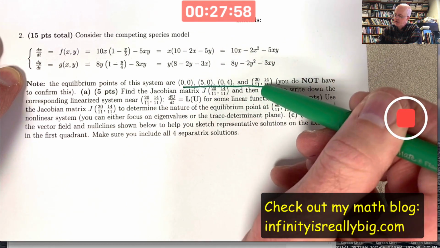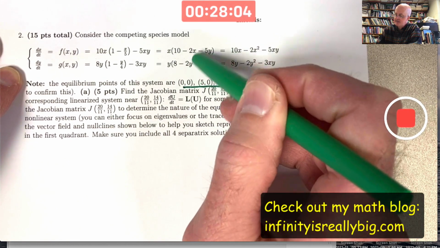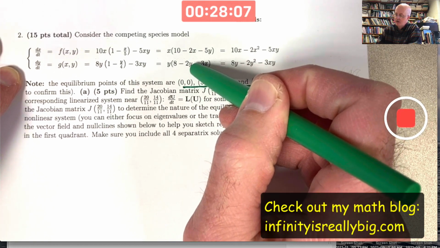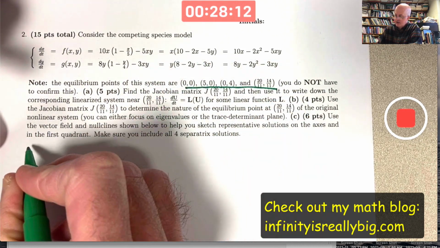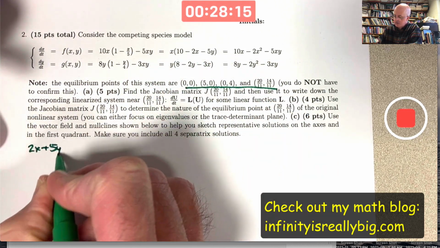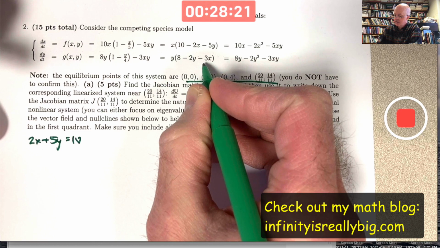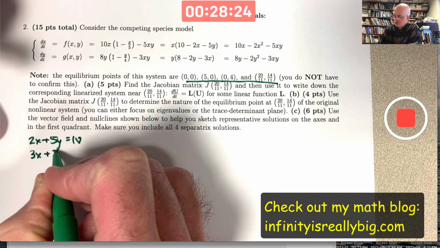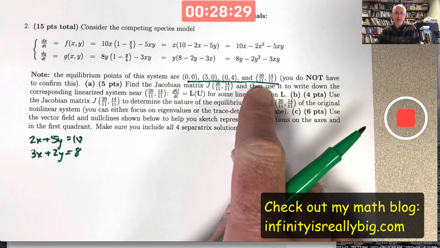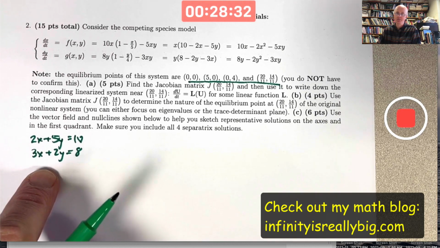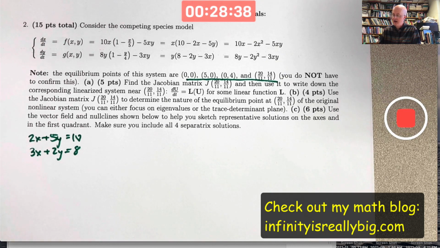The last equilibrium point here, (20/11, 14/11), occurs when both these things in the parentheses are 0. You'd have to solve a linear system of equations. Set that equal to 0. We could write it as 2x plus 5y equals 10. Set this one equal to 0. Careful, the x and y are in the opposite order here. We could write that as 3x plus 2y equals 8. If I asked you, my students, to solve for this 4th equilibrium point, you should be able to do this. Solve this linear system. You should get this answer. I won't take the time to do that for this video, because now we're on to part A.